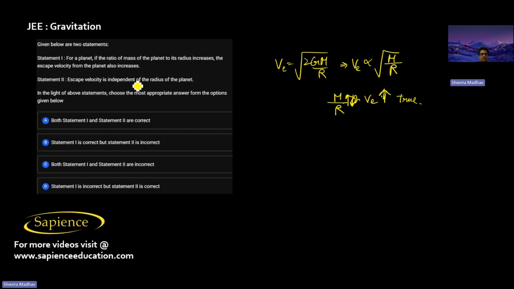Statement two says escape velocity is independent of the radius of the planet, which is false. So statement one is correct, but statement two is incorrect. So option B is the correct answer.